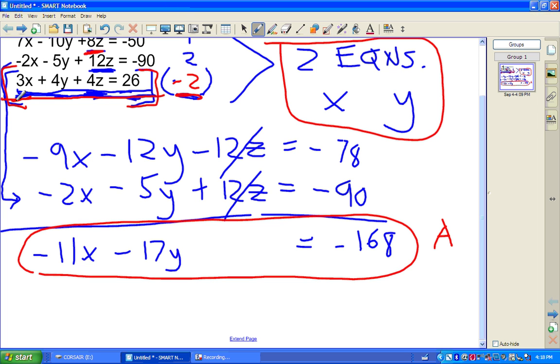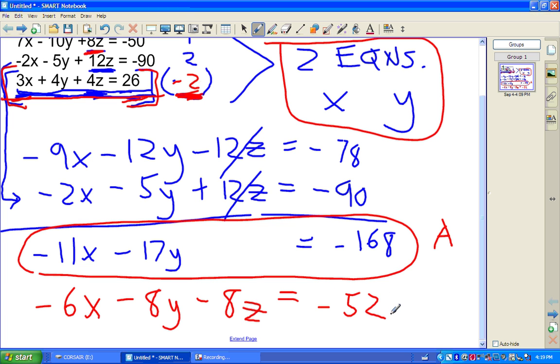-2 times the 3x gives me a -6x. Okay, -2 times the 4y gives me a -8y. A -2 times the 4z gives me a -8z, and that's what I'm after. Okay, I want that -8z. -2 times 26 gives me a -52, I believe, if my math is correct.